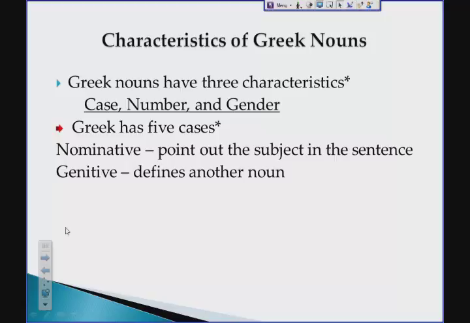John kicks the ball of me to the goalkeeper. That of me, my ball. John kicks my ball. The ball of me. That of me is a genitive. Okay?